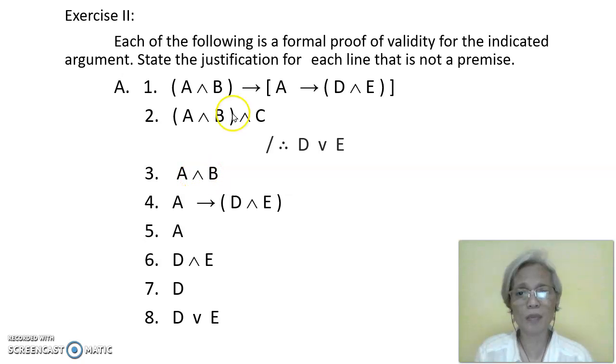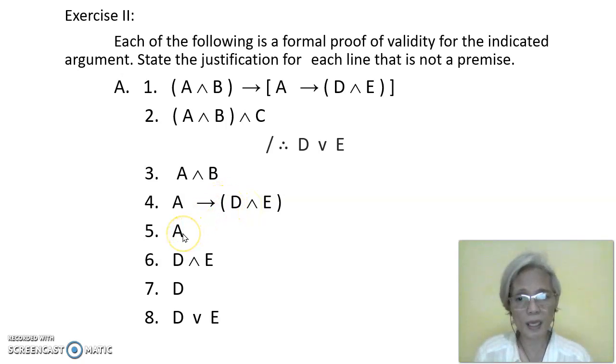Note that A and B here is just simplification. Since this is a conjunction, by simplification we can get A and B. And A and B is the P here. So you have P implies Q, you have P, therefore Q. So we will be allowed to have this as our Q.